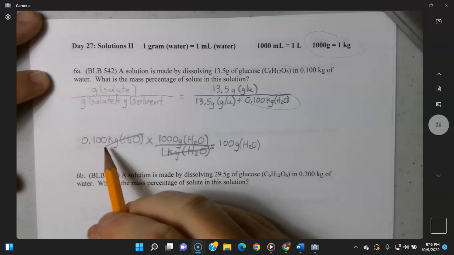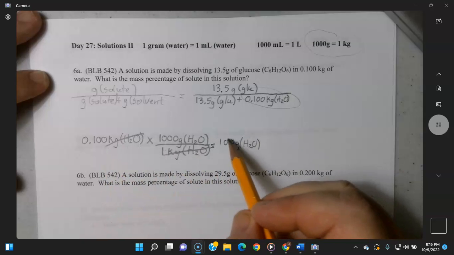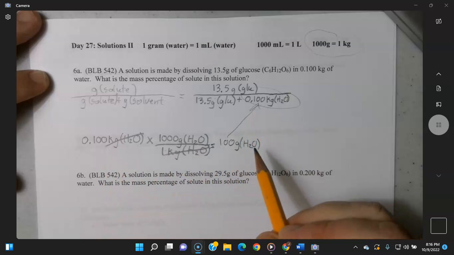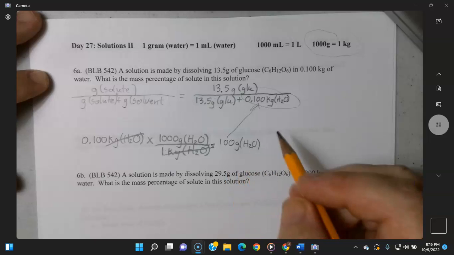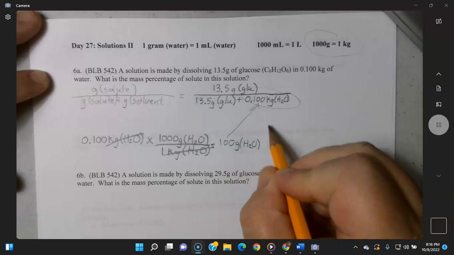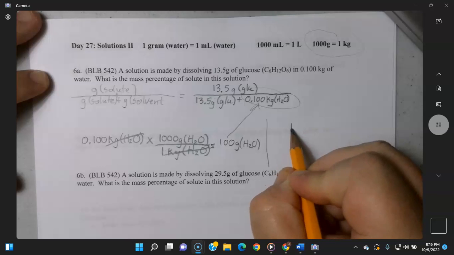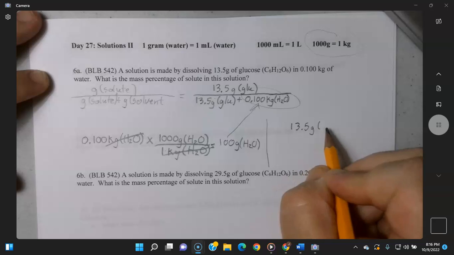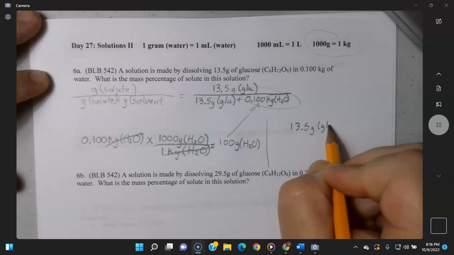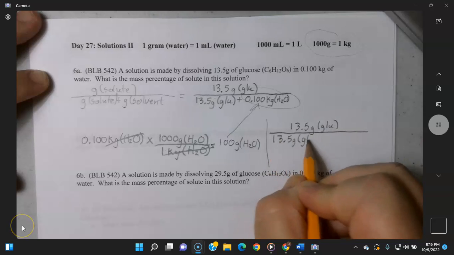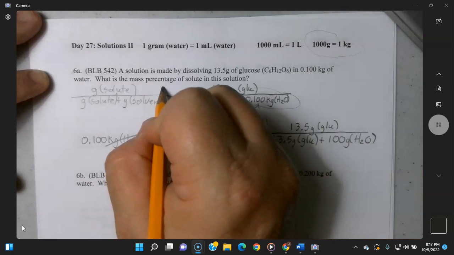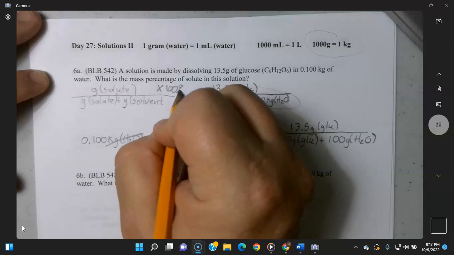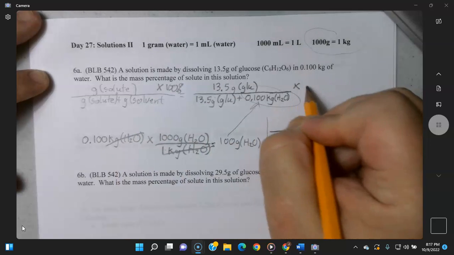Okay, so now that we've converted the 0.1 kilograms to grams, we can go ahead and plug it in there. It's 100 grams, so we're going to just come over here and do that. Just draw a line to separate this. And of course, I'm abbreviating glucose as GLU. We don't need to write the formula. And I forgot something very important for mass percent. It's times 100%. I'll put that there and there.